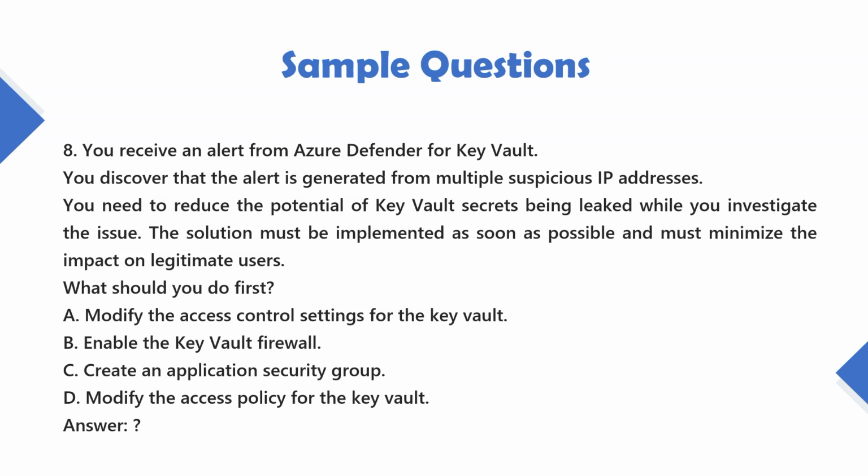8. You receive an alert from Azure Defender for Key Vault. You discover that the alert is generated from multiple suspicious IP addresses. You need to reduce the potential of Key Vault secrets being leaked while you investigate the issue. The solution must be implemented as soon as possible and must minimize the impact on legitimate users. What should you do first? A. Modify the access control settings for the Key Vault. B. Enable the Key Vault firewall. C. Create an application security group. D. Modify the access policy for the Key Vault.